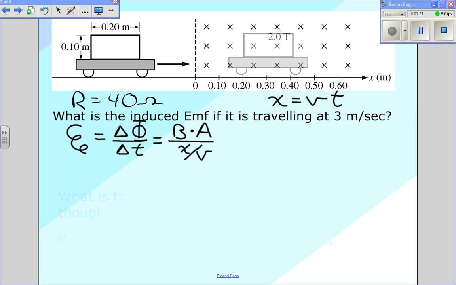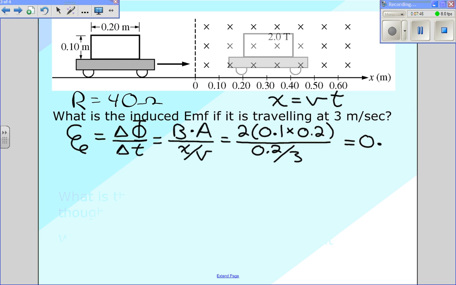So if we look here, we know that the magnetic field strength is 2 Teslas. The area of the loop is going to be 0.1 times 0.2. And then the amount of time needed is going to be 0.2 meters divided by the 3 meters per second. If you carry out that calculation, you should get 0.6 volts for the EMF. So I'm going to write that up here so that you remember that the EMF is 0.6 volts when this enters the loop right there.